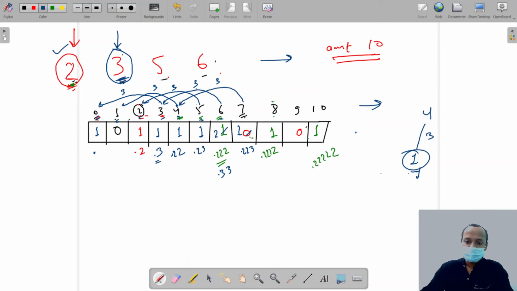Now we are at 8. We are using the 3 rupees coin. We are at 5, and there is a way to pay 5, that is 0.23, and we are writing 3. So there are now 2 ways to pay 8.